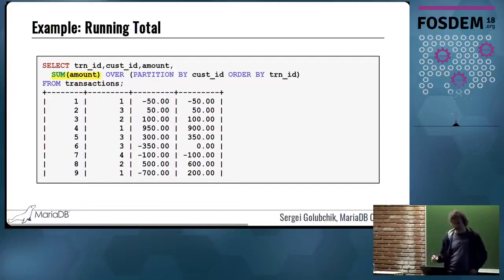For every new row, it will take the previous balance and add the current value. So it will not scan the table for every row, and it will be linear complexity. If you have your table 10 times larger, the query will take only 10 times longer.